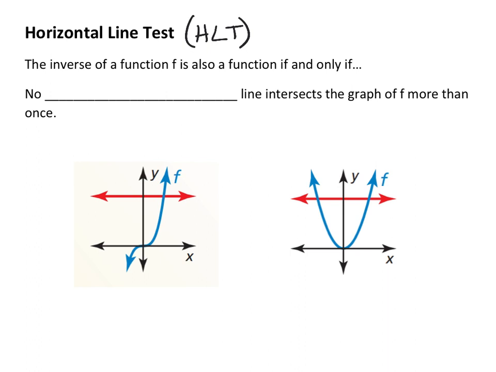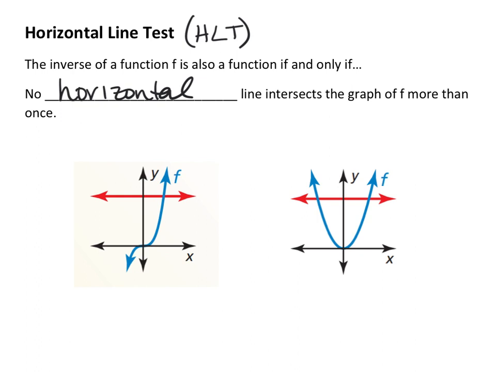So we used a vertical line test before to decide if a relation or a picture was a function, because it can't repeat vertical x's for it to be a function. The horizontal line test is the same idea except the other direction. The inverse of a function is also a function if and only if no horizontal line intersects the graph of f more than once. Meaning, the same way we did the vertical line test, we take that vertical line, we just turn it sideways, and we test a function to decide if it would have an inverse.